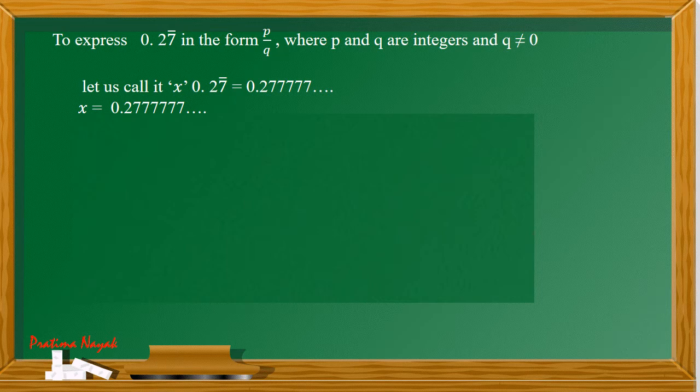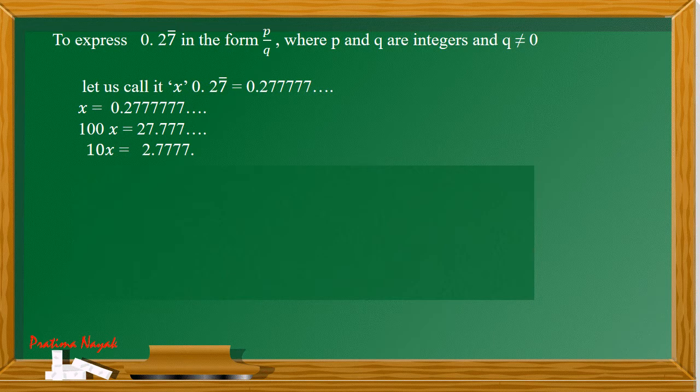So x is equal to 0.2777, 7 is repeated. Here, if I want only the decimal part to be 777, I'll first multiply 100, then I'll multiply 10. So 100x will be 27.7777. Next I'll multiply 10 in x. So 10x will be 2.777. Why am I doing so? I am making the decimal parts equal so that when I subtract, they will vanish, the decimal part will be 0.